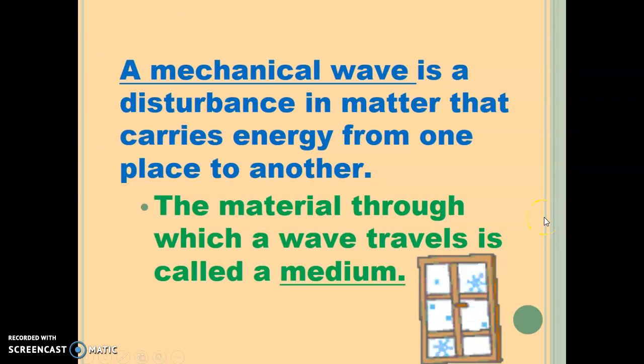So let's start by defining a mechanical wave. A mechanical wave is a disturbance in matter that carries energy from one place to another. So remember that matter is anything that has mass and takes up space. So water in the wave pool is matter. Air in our atmosphere is matter.